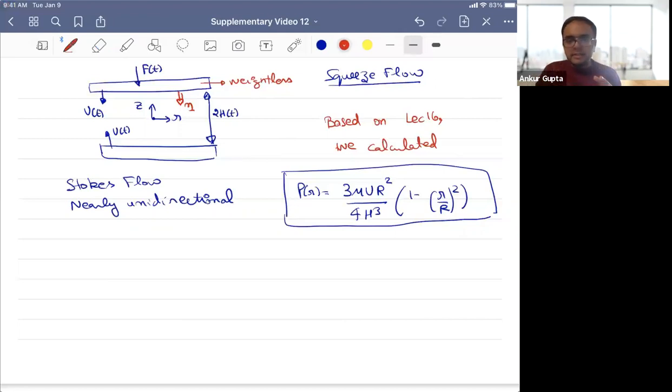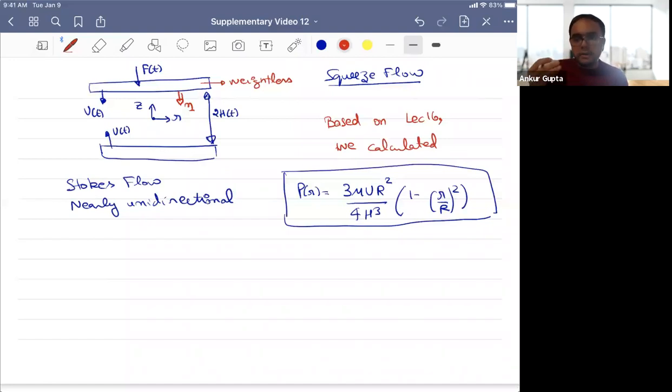Just to briefly remind, this squeeze flow problem is about the setup where we are squeezing two circular discs, which are weightless, with a force Ft, and that's creating the flow in the system. This is a Stokes flow problem, which is nearly unidirectional and also pseudo steady. First, in the lecture, we calculated the pressure profile, which has been written down here. If you have a confusion about this pressure profile, please go back and review the lecture notes and video. But this is something we derived in the class.